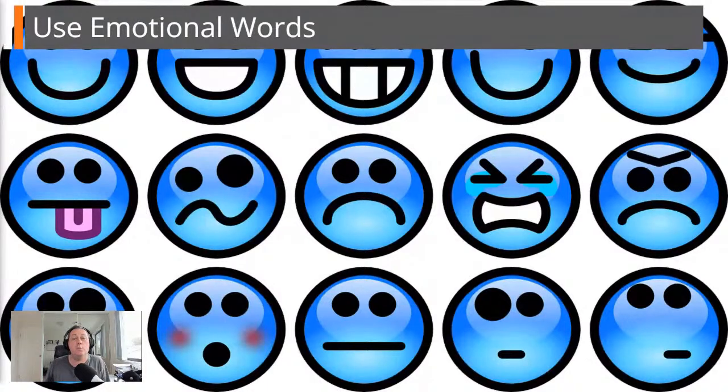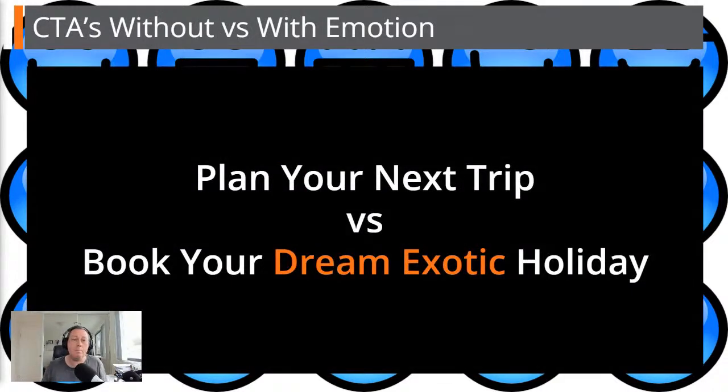Using emotional words as well is a great idea for the copy of your call to action. As humans, a lot of our actions are driven by emotions. So try and include emotional words in your call to actions. Here are some general examples of call to actions using some emotional words. What I've got here is a before and after, so maybe a pure call to action versus one with some emotion in it.